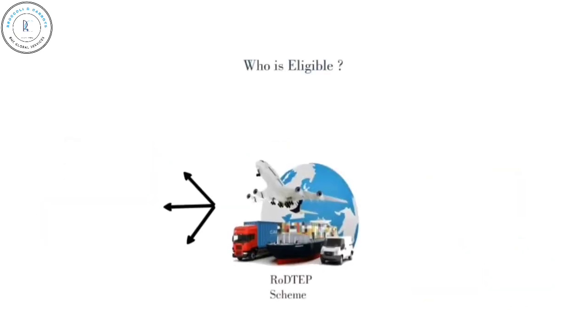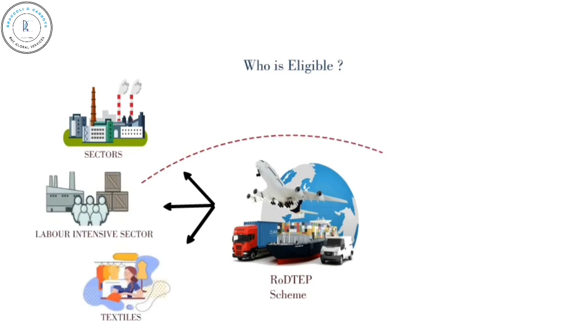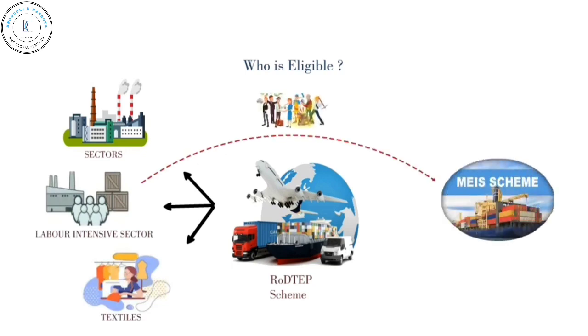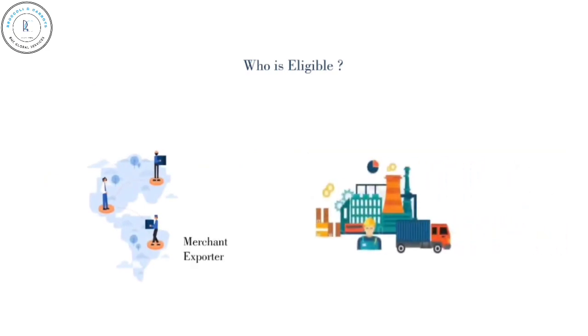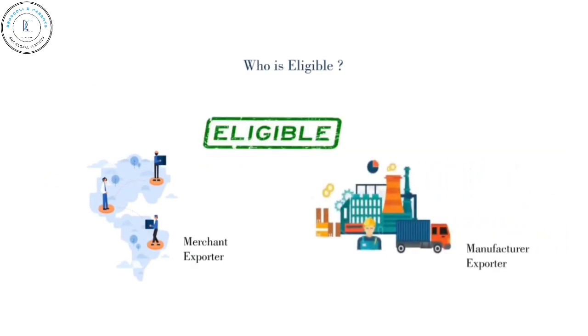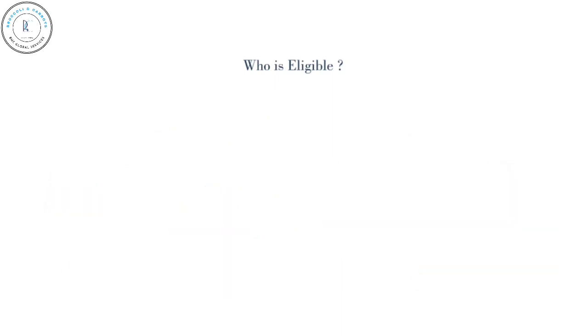Who is eligible? The scheme will enclose all sectors, including textiles, with priority given to labor-intensive sectors, which are enjoying benefits under the MEIS scheme at 2%, 3% or 5% of the export value from 1 January 2021. Both merchant exporters and manufacturer exporters are eligible. SEZ units and EOU units are also eligible to claim benefits.